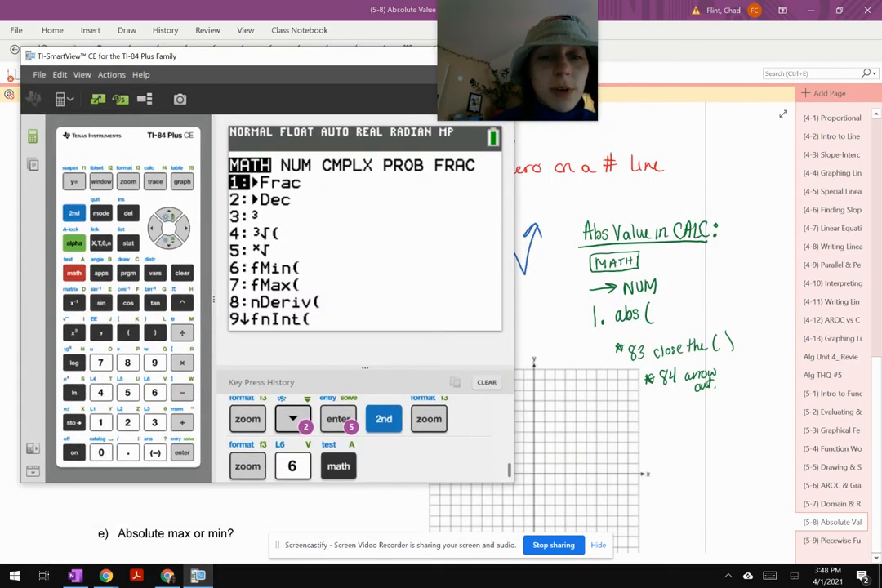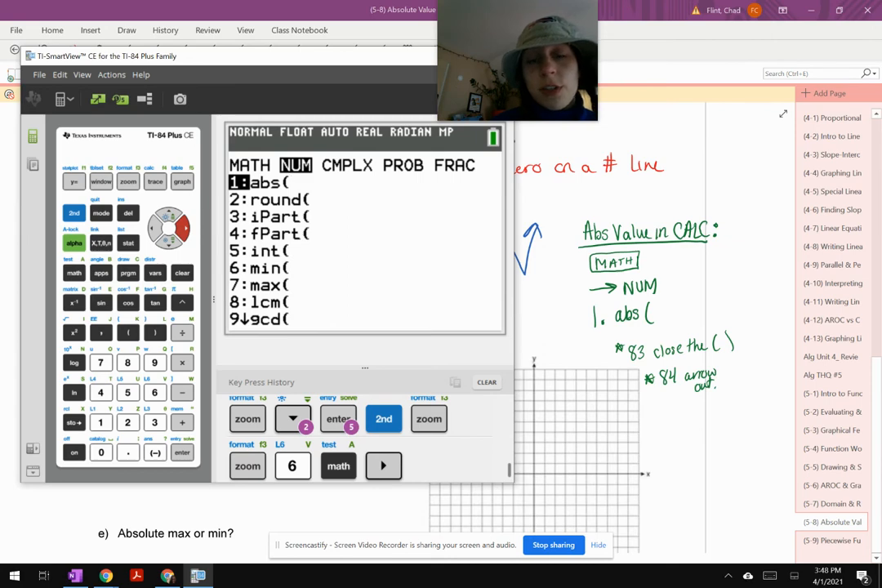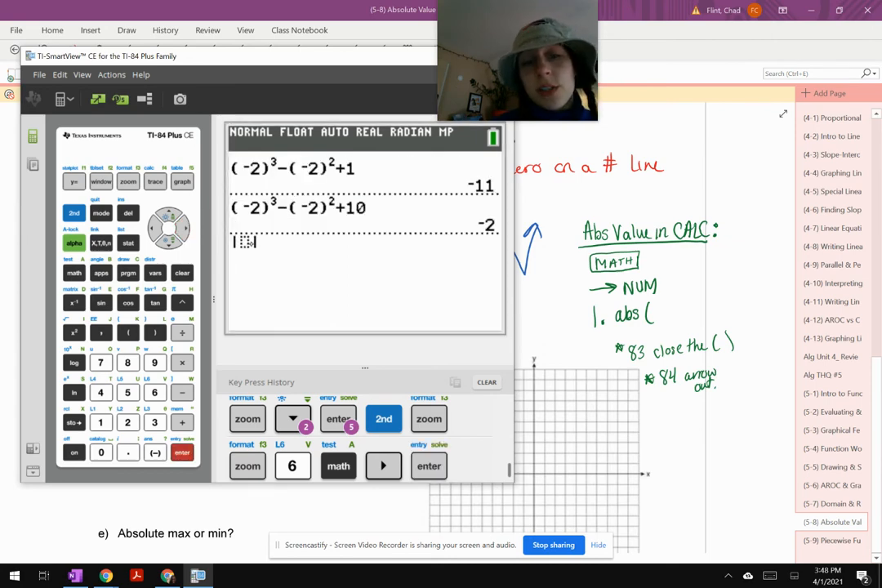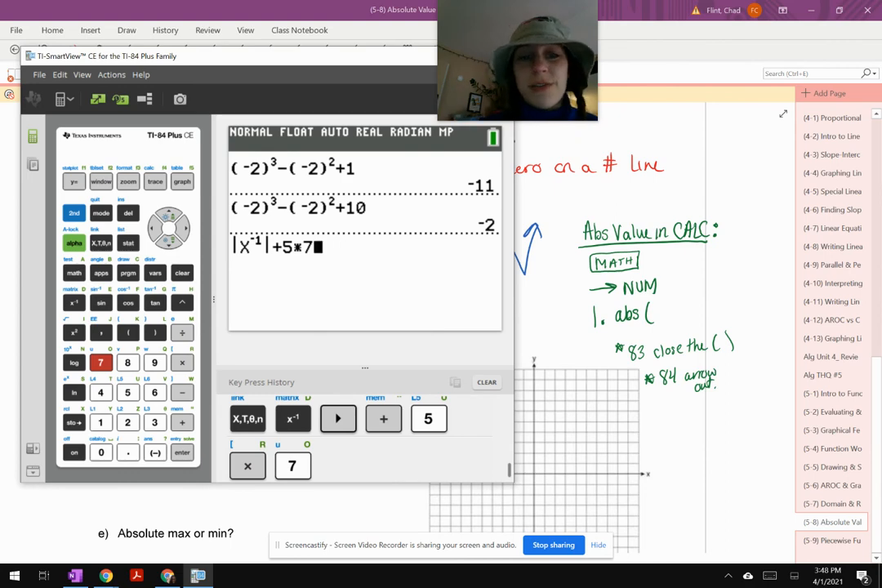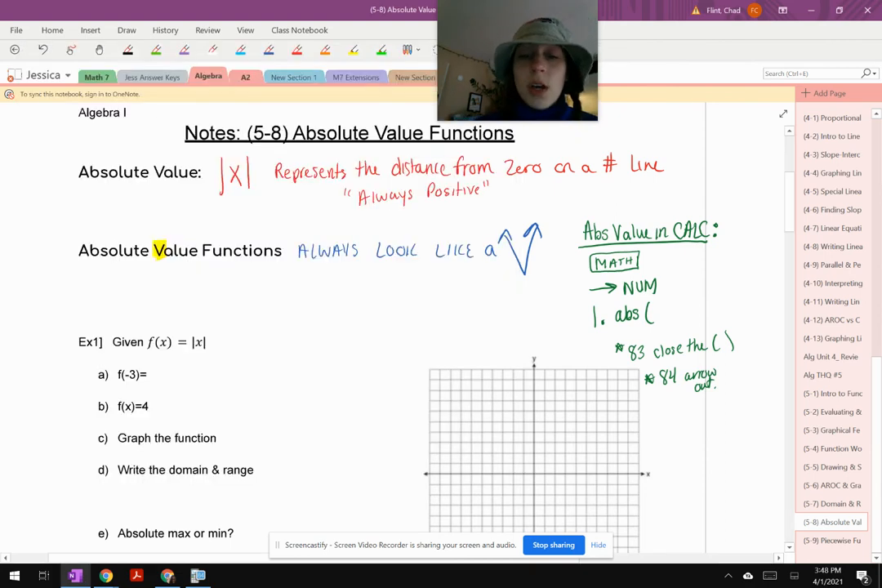So you hit the math button, arrow over to NUM, choice 1, ABS, and you'll notice there are my absolute value bars. I have an 84 calculator, so notice if I'm putting something into there, and I want to continue it outwards, like adding or subtracting something to it, I have to arrow out of the absolute value so I don't remain in there. Okay, I think that's about it.